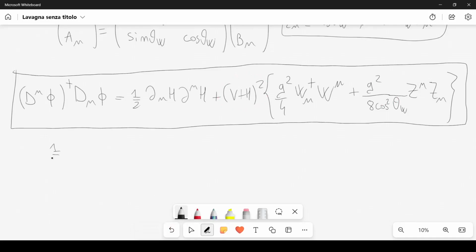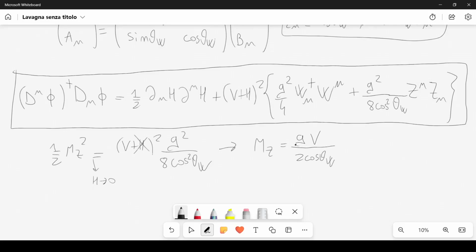If we set 1/2 mZ squared, so this is the mass of the Z boson, equal to (v plus h) squared g squared divided by 8 cosine squared theta W, and we let h go to 0, so basically we are going to cancel this contribution here. From here we get mZ equal to g times v divided by 2 cosine theta W. This is exactly the mass of the Z boson, and I want to tell you something more about this.